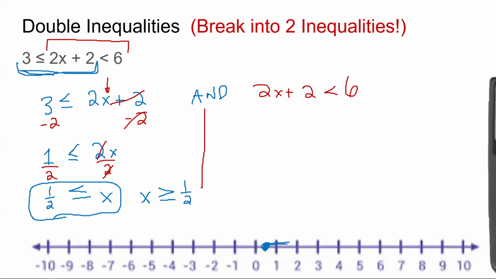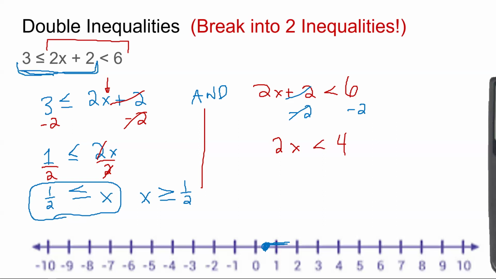I'm going to just leave it like that right now. I don't know how far I'm going. Maybe I'm going all the way to infinity. Maybe I'm going up to this other value of x. So let's just park it there and see what happens. You're going to do this one the same old way. Subtract 2, and that'll give us 2x is less than 4.